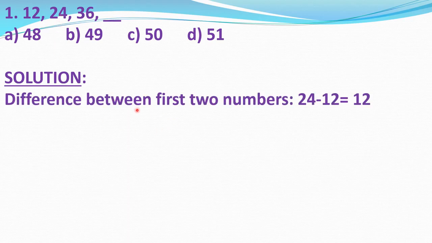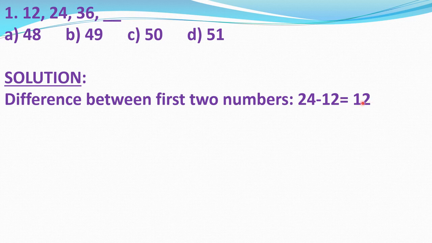Here in question number 1, I had given you 12, 24, 36 and then dash. Options are A 48, B 49, C 50 and D 51. I told you earlier that first of all you need to find out the difference of the first two numbers. So here the first two numbers are 12 and 24. So let's start subtracting 12 from 24. The difference between the first two numbers is 12.